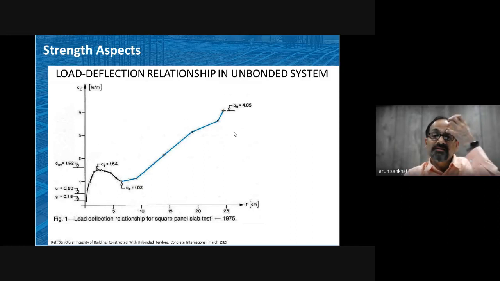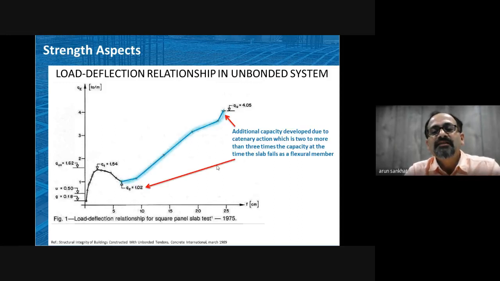So this has actually been carried out somewhere in 1989 in Sweden, in a laboratory, and they observed this, and they call it a catenary reaction.